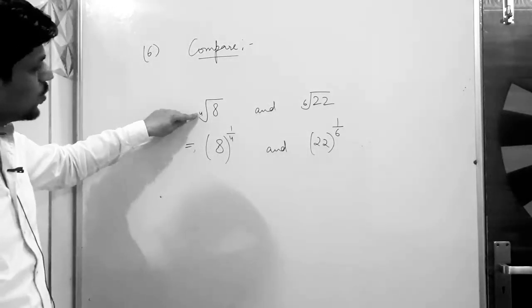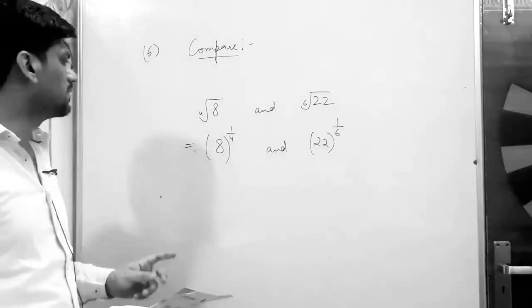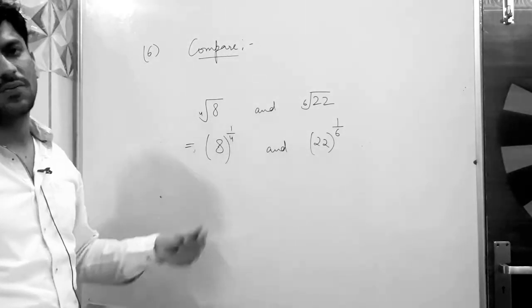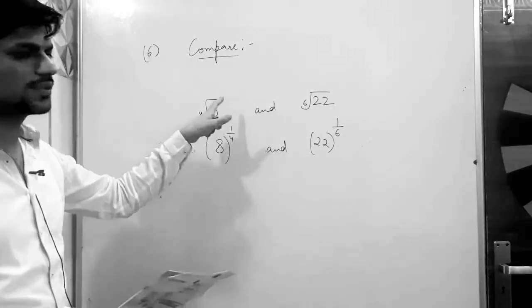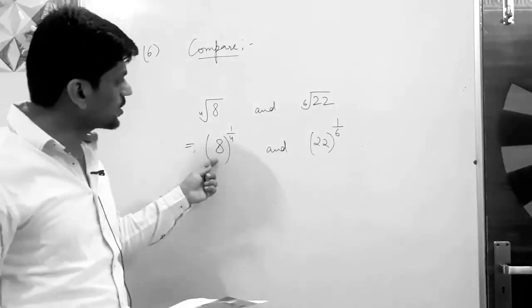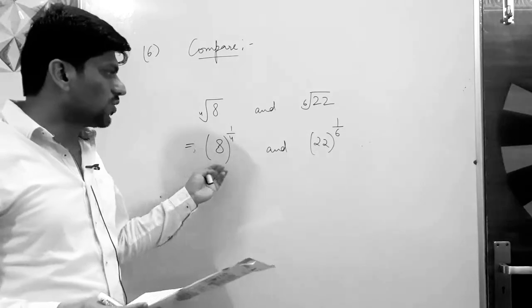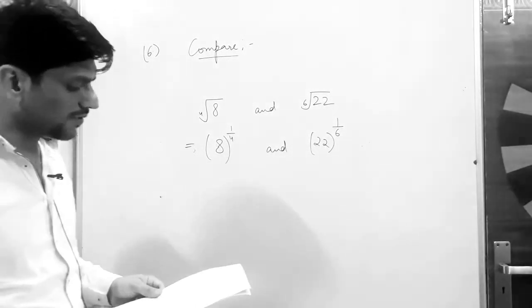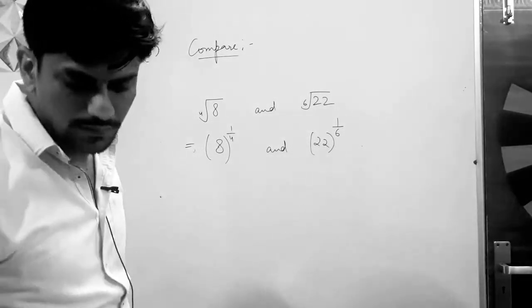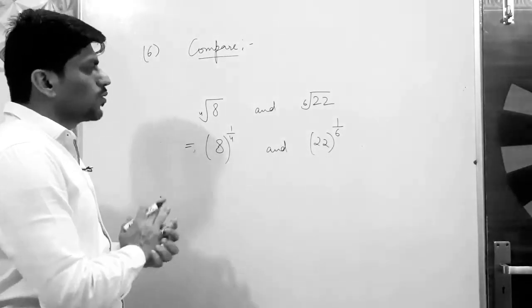The number written here, we take its reciprocal. All right, that is called the radical sign, radical power, and this is called the surd. Basically it's an irrational number. Again, it's an irrational number. So we have to compare these two. Which one is larger or smaller? So how do we do this type of question?